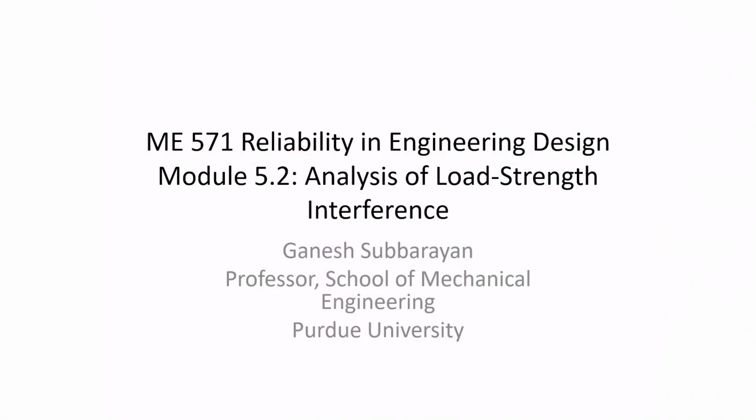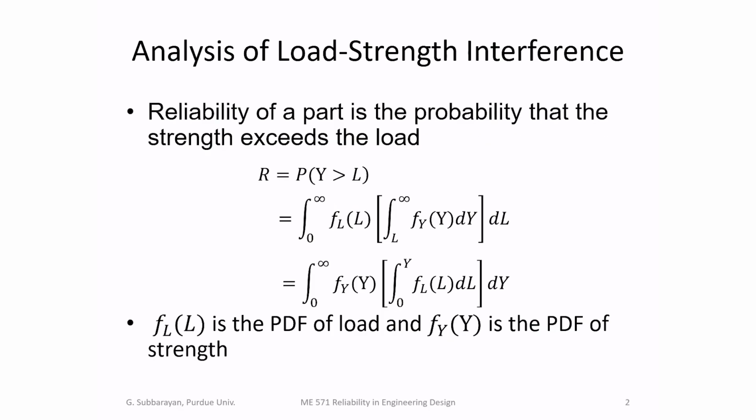All of the load strength interference analysis will assume normal distribution for load and strength, because that turns out to be very convenient, not because that is what we expect. The math of load strength interference, the probabilistic design, becomes a little bit easier if you assume normal distribution. If you didn't have normal distribution, the same concepts still apply, but the math becomes a little bit more cumbersome. So, analysis of load strength interference.